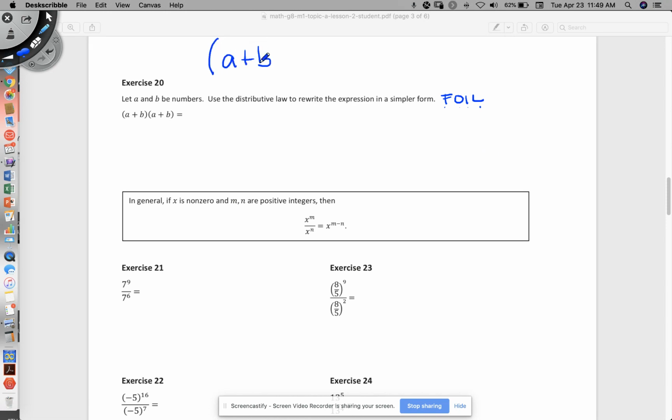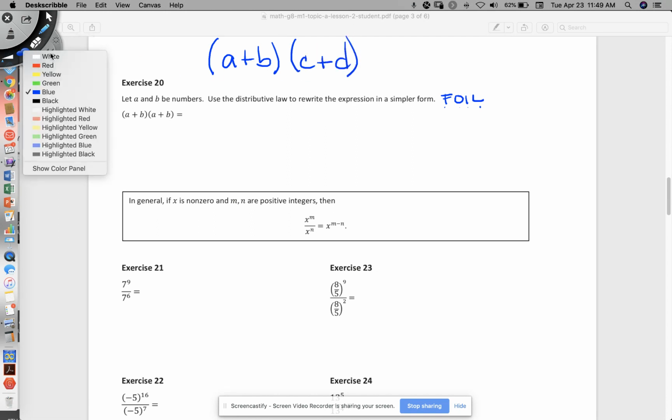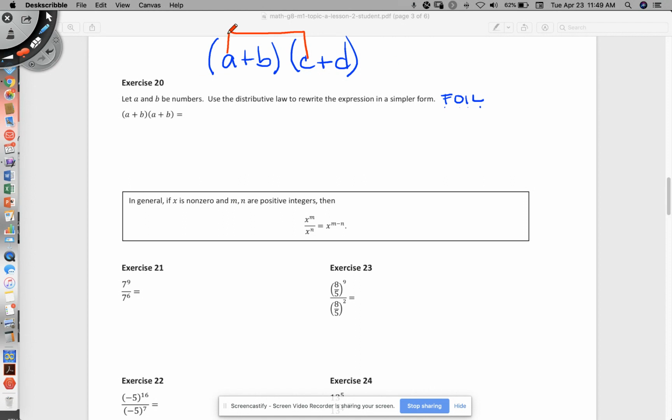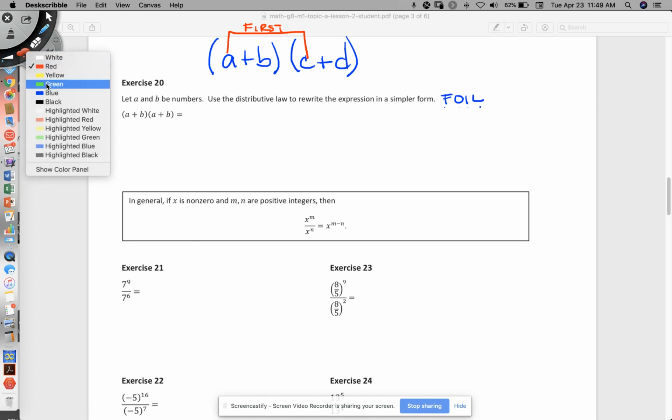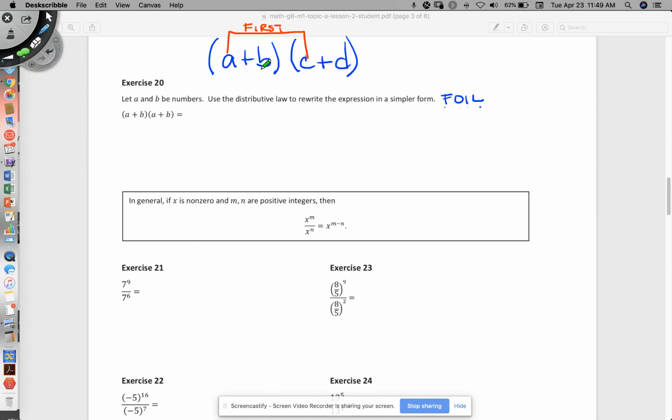If I have A plus B, and I'm just changing the letters here just so we can see, I'm going to get a little colorful. My firsts are going to be my A and my C. So when I talk about the F, I'm talking about multiplying these two together. Then I have the outsides. The outside are going to be these two. Then I will multiply these two together. Then I have my inside. My inside is going to be these two.